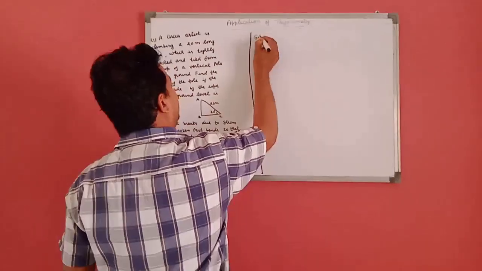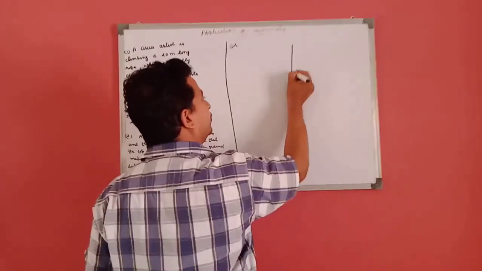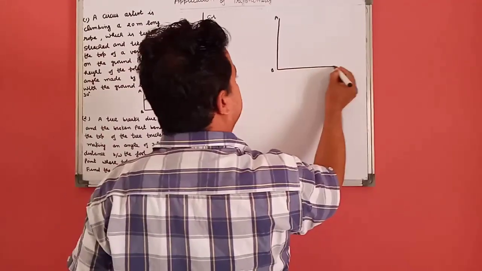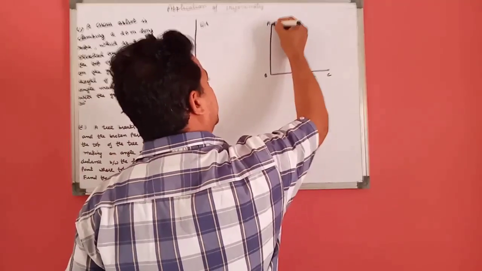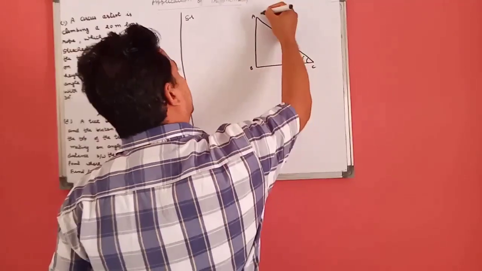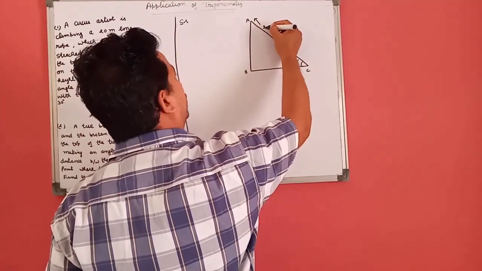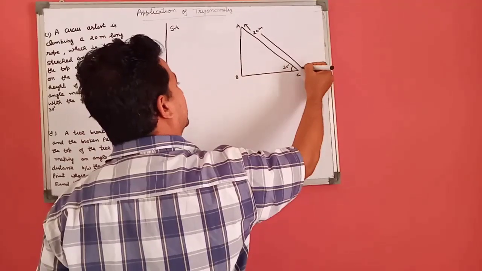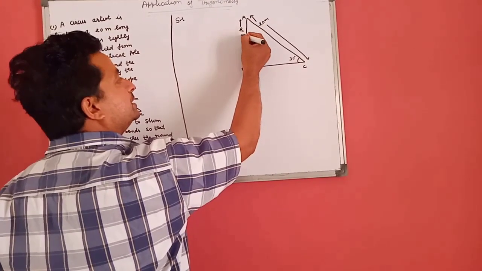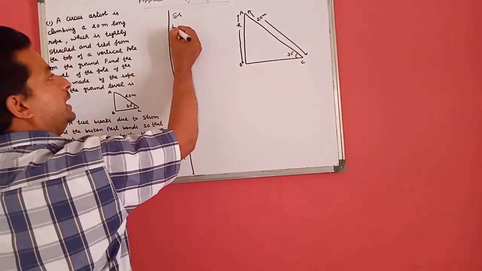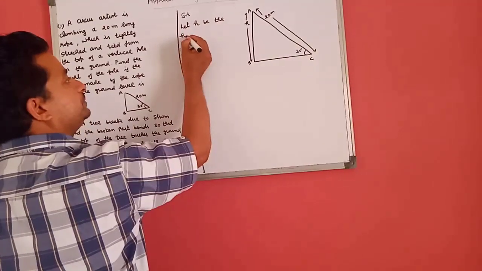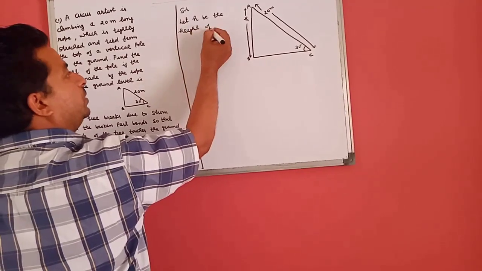In this question we have a vertical pole. This is the vertical pole AB. This is the point on the ground, C. This is the angle of elevation, 30 degrees. We are given the length of the rope, that is 20, and we are required to find this height. Suppose that this height is equal to H. Let H be the height of the pole.